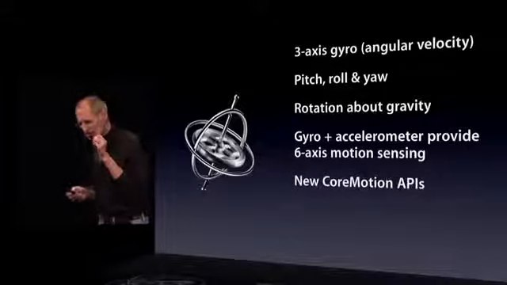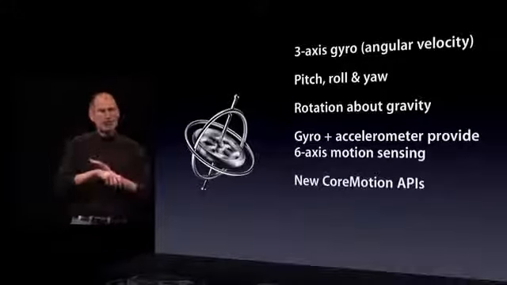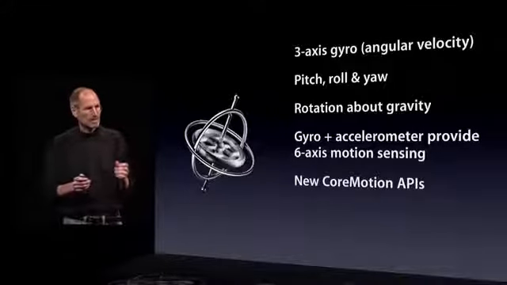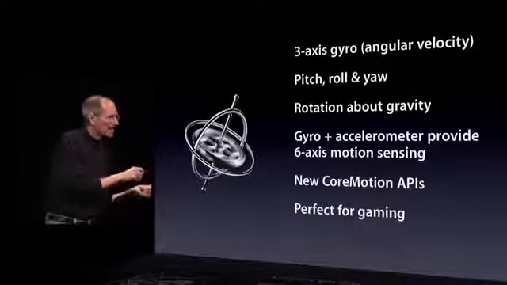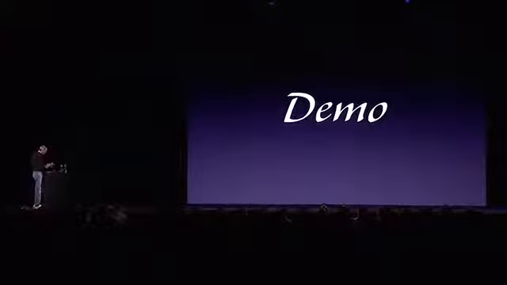And we've got some new core motion APIs that you can call that give you extremely precise position information. And it's perfect for gaming. And one of the reasons it's perfect is because it's built into every iPhone 4, so you know it's there. So what I'd love to do now is give you a demo of this. And since this demo does not require the network, I should be okay.